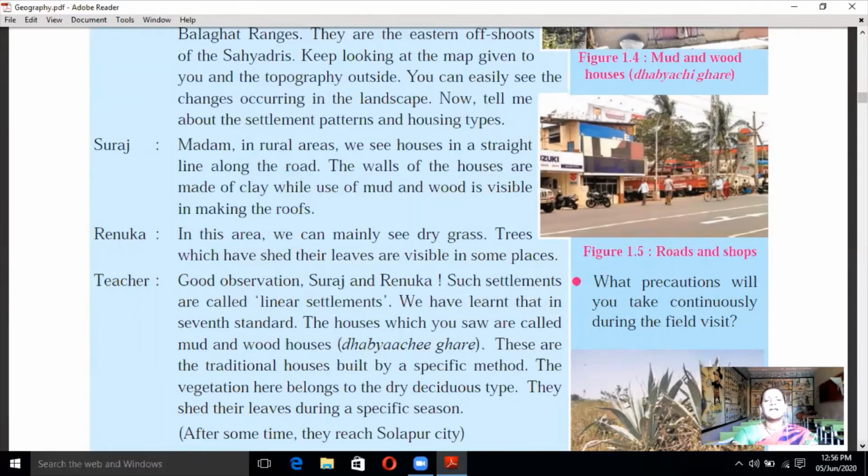These are the traditional houses built by a specific method. The teacher is saying to the students that in the rural areas, the house makers or masons have a special method for building their houses with regular mud and wood. The vegetation there belongs to the dry deciduous type. They shed their leaves during a specific season.